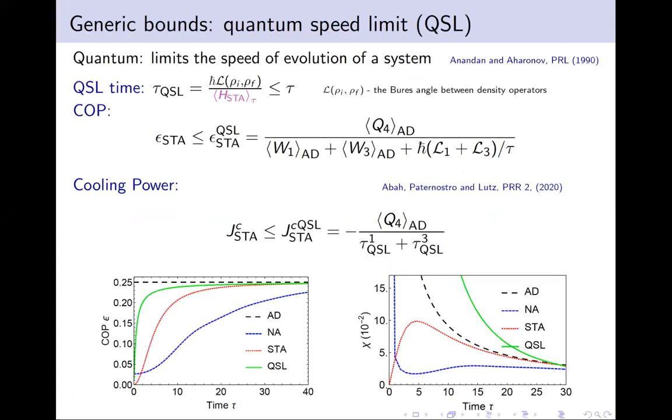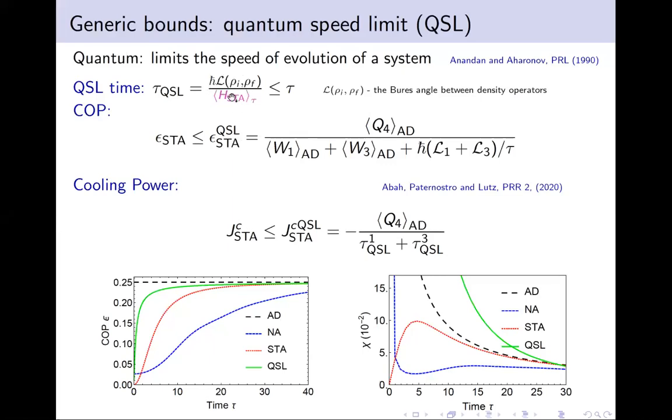Then we now look at the green plots here. Since we are talking about time, quantum mechanics tells us that there is a limit to the speed of evolution of a system, which is usually called the quantum speed limit. So we can use this framework also to try to get a tighter bound on the performance of our shortcut protocol.